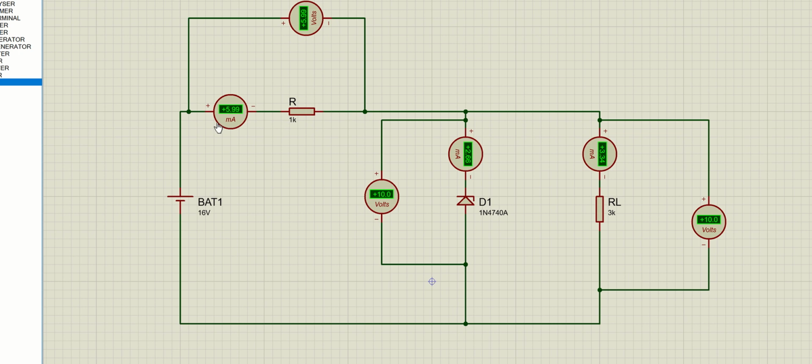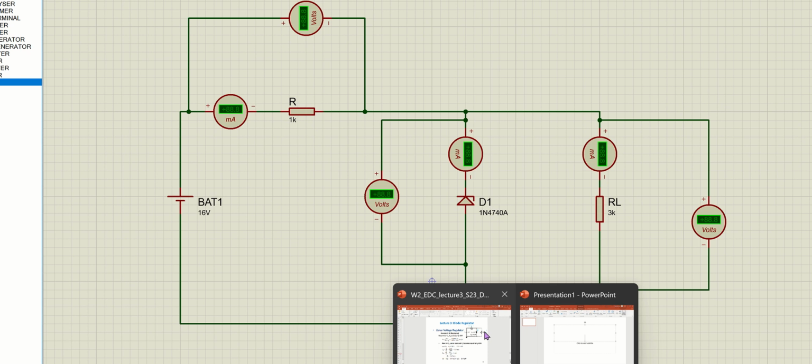It shows 6 milliamperes current, almost 6 milliamperes, 6 volts voltage, 10 volts voltage across the Zener diode, and 2.66 milliampere current across the Zener diode, and also 3.34 milliamperes current across the load resistor, and the same voltage would flow across these two because both are in parallel configuration.